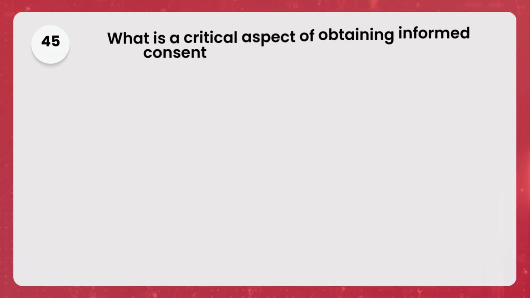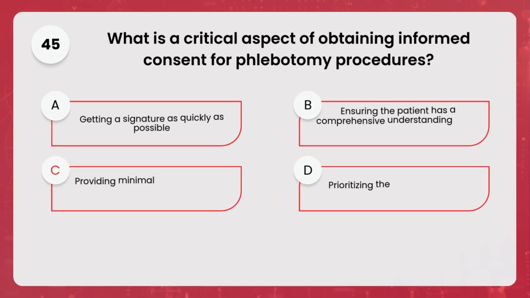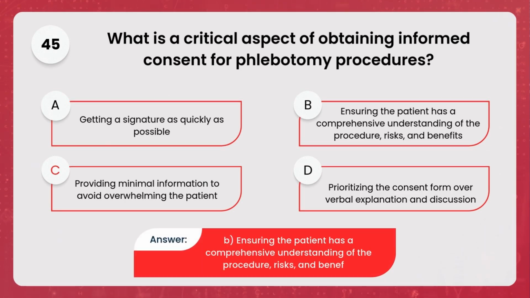Number 45. What is a critical aspect of obtaining informed consent for phlebotomy procedures? A. Getting a signature as quickly as possible. B. Ensuring the patient has a comprehensive understanding of the procedure, risks, and benefits. C. Providing minimal information to avoid overwhelming the patient. Or D. Prioritizing the consent form over verbal explanations and discussion. The answer is B. Ensuring the patient has a comprehensive understanding of the procedure, risks, and benefits.